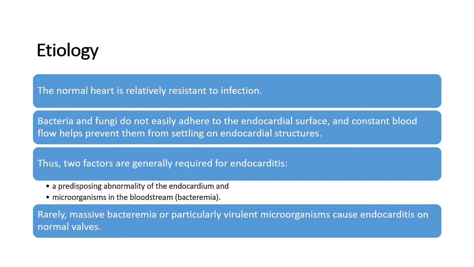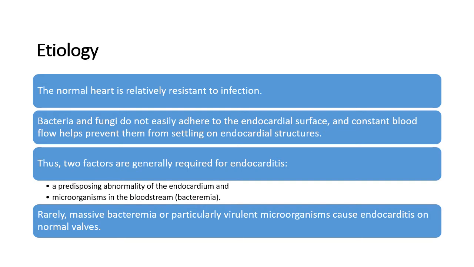Coming to etiology, generally we say the normal heart is resistant to infection. That's why we said in acute infective endocarditis, where the normal endocardium is affected, the causative agent must also be a very virulent bacteria. So generally, the normal heart valve is resistant to infection. Bacteria and fungi do not easily adhere to the endocardial surface. Why? Because there is a constant blood flow which tends to wash away this bacteria and prevent adhesion of this bacteria to the endocardium. So there are two risk factors which are generally required for infective endocarditis.